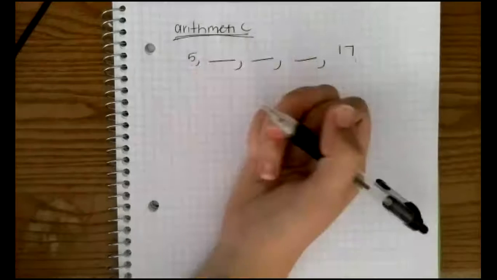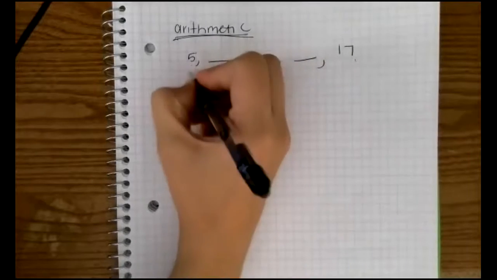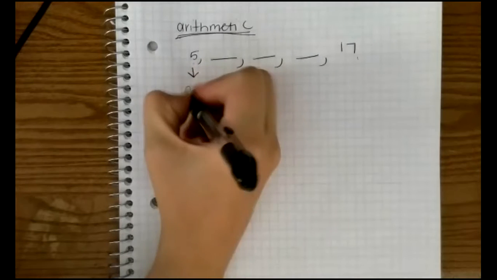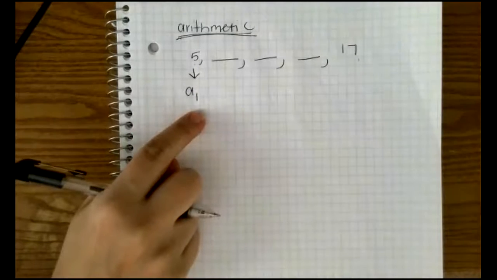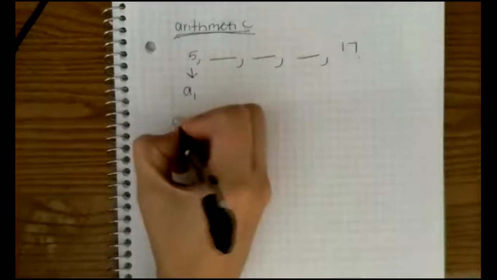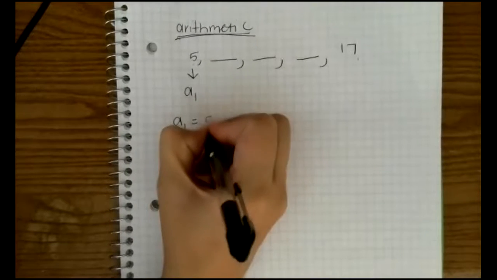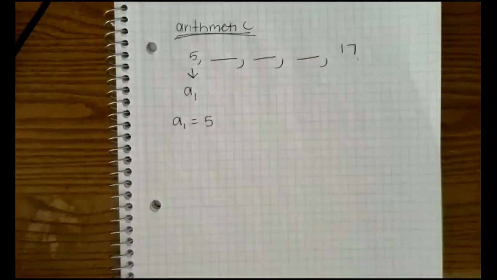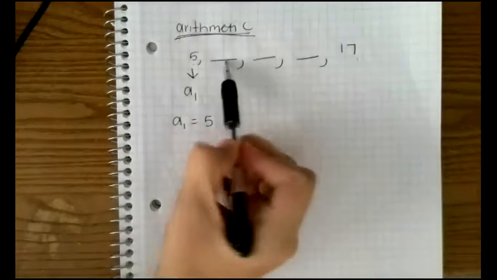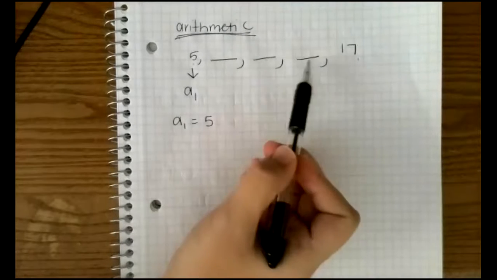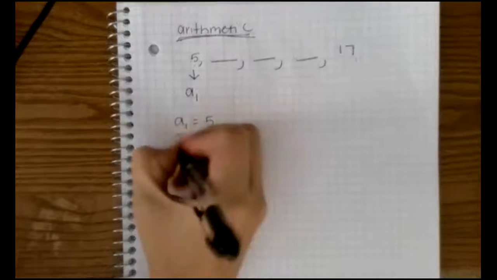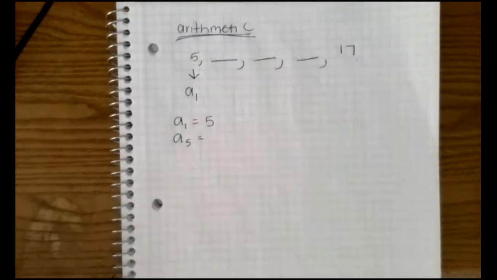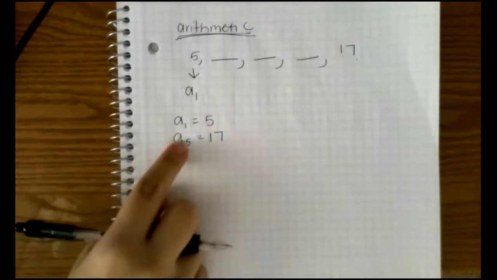All right, so just a few things working with notation. 5 is the first term, and we would call that a sub 1. Just working with notation. That means in this problem, a sub 1 is 5. Now, they didn't tell me the second term or the third term or the fourth term, but they did tell me the fifth term, a sub 5, is 17. So we're just working with a little bit of that notation.